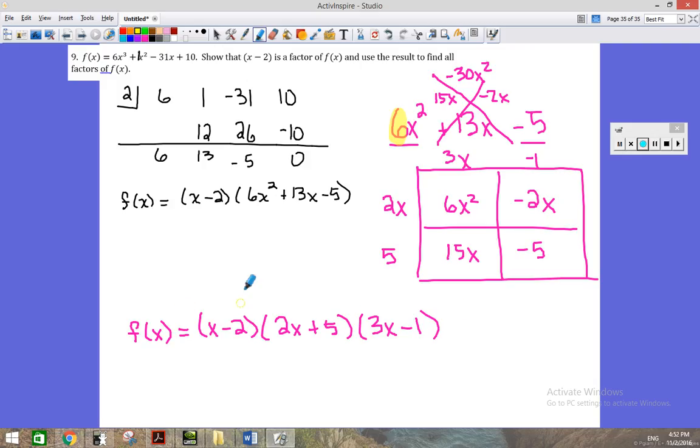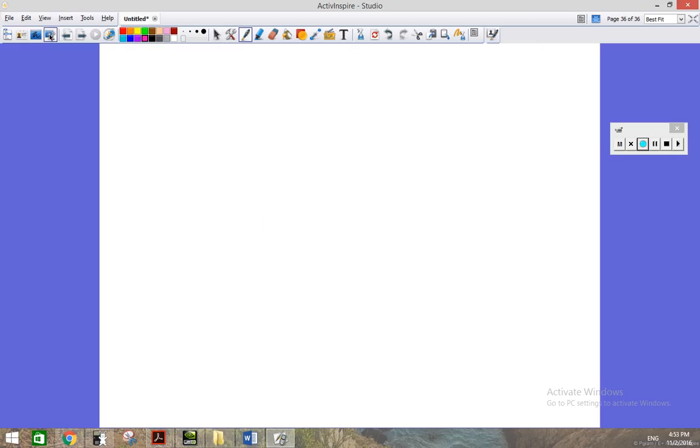So we've factored it down to linear factors, and we don't have any of these bases that are repeated there. So that's our answer. Hey, I think that's the last one.